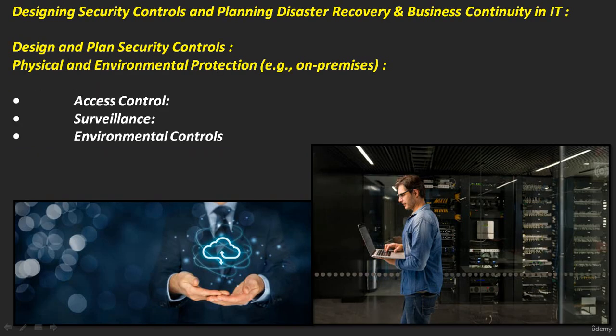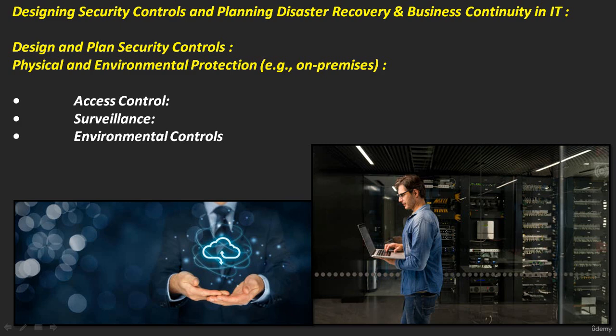The next part, we have to talk about designing security controls and planning disaster recovery and business continuity in the IT department. In the ever-evolving digital and cloud landscape of IT, ensuring the safety and availability of critical data is very paramount. In this part of the lecture we will delve into two crucial aspects of IT management: designing and planning security controls, and strategizing for disaster recovery and business continuity. These are essential for organizations to safeguard their assets and maintain operations during adverse situations too.